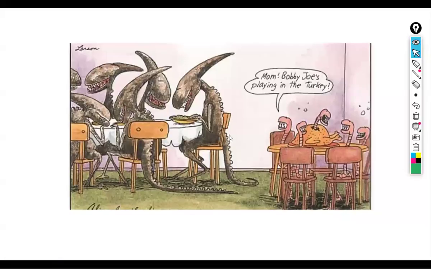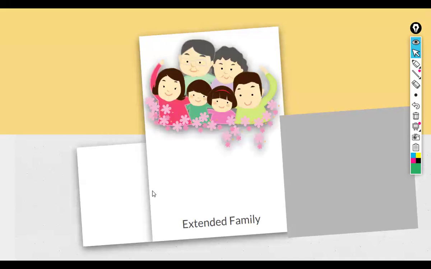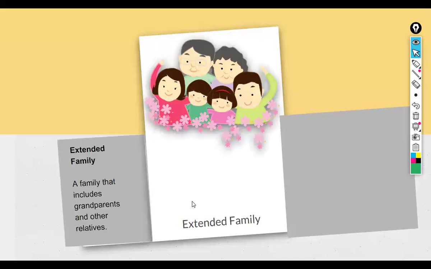All right, so we have another little cartoon here. "Mom, Bobby Joe's playing in the turkey." So you see a bunch of adults at the table and a bunch of children at the kiddie table. Perhaps they all share a household. So here's a thought, an extended family. An extended family includes grandparents and other relatives. For it to be an extended family, it must have members of different generations. The grandparents are like the older generation, and the parents are the younger generation. The children are the youngest generation of the three.